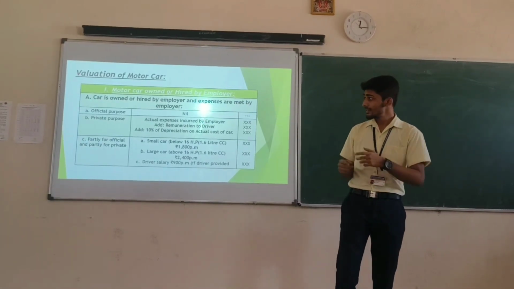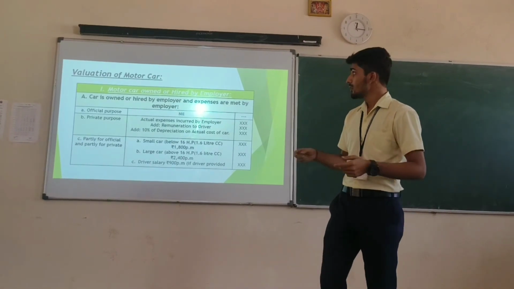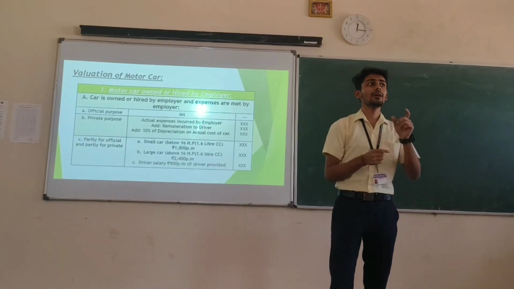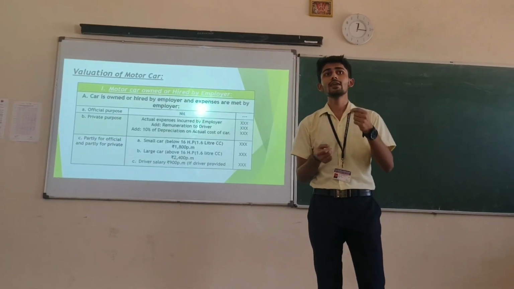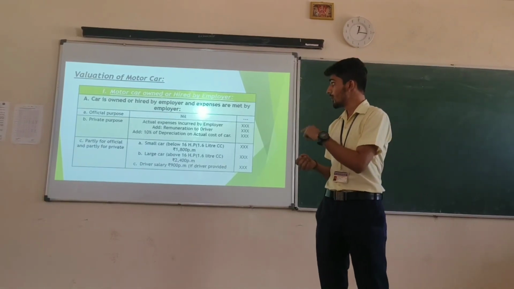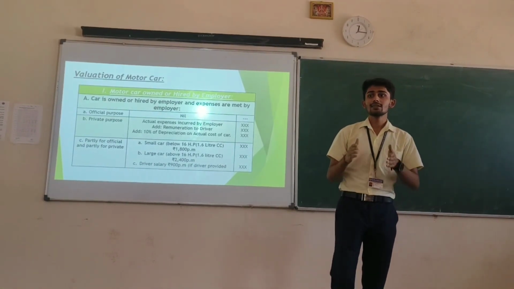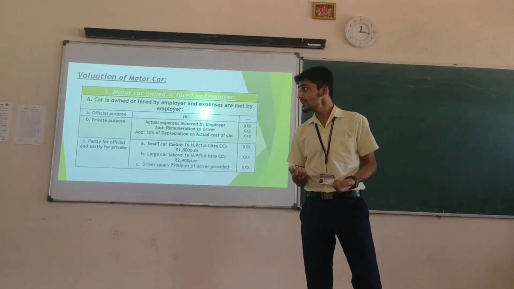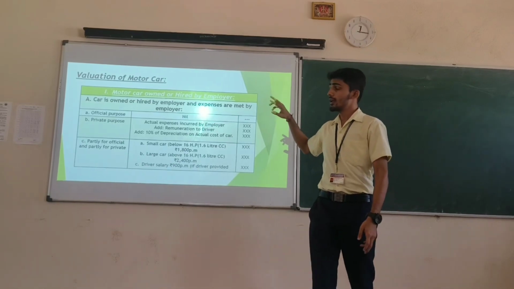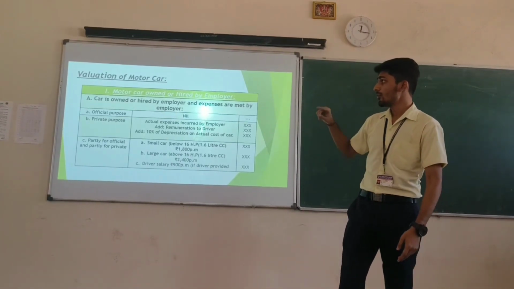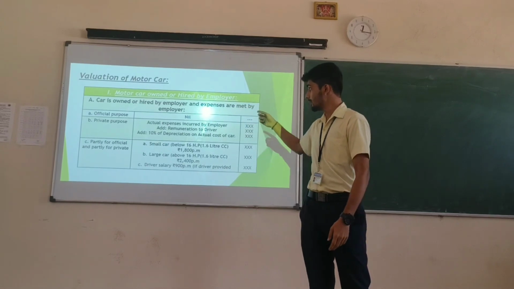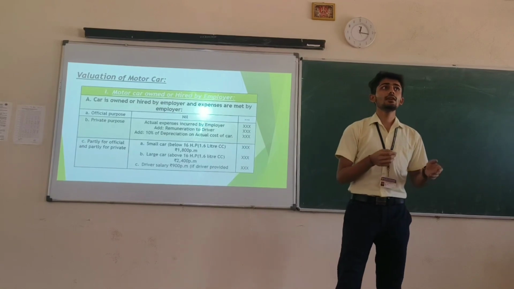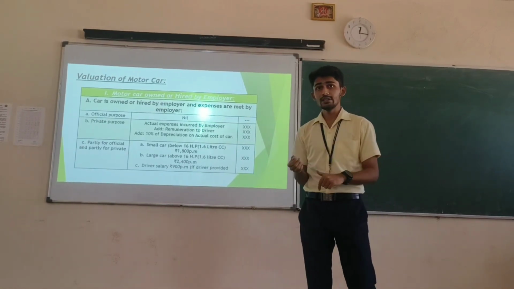Before moving to the sum, let's have a quick recap of what the conditions are. Now, motor car owned or hired by the employer. Here the term employer means the person who is paying the remuneration or the emolument to the person for the services rendered by him. In general terms, he is called a manager, and in income tax or accounting terms, he is called an employer. Here there are two situations. One is the car is owned or hired by the employer and the expenses are met by the employer. Here it means that the car facilities are provided by the company itself.